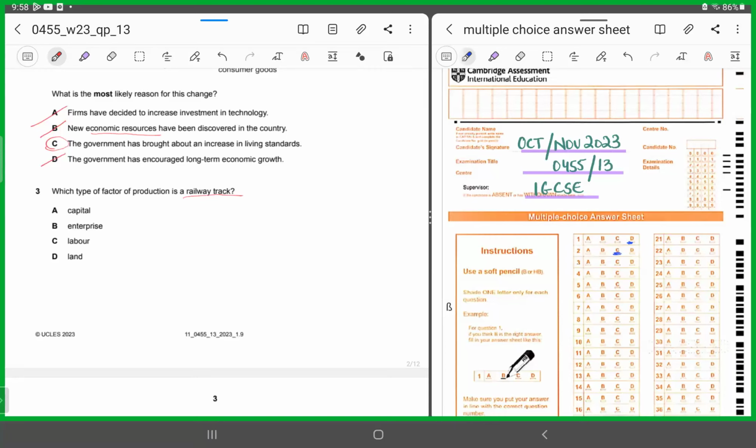It cannot be enterprise either. Why? Because enterprise is the willingness and ability to bear uncertain risks and to make decisions in a business. So it has to be capital. So the correct answer for 3 is A.